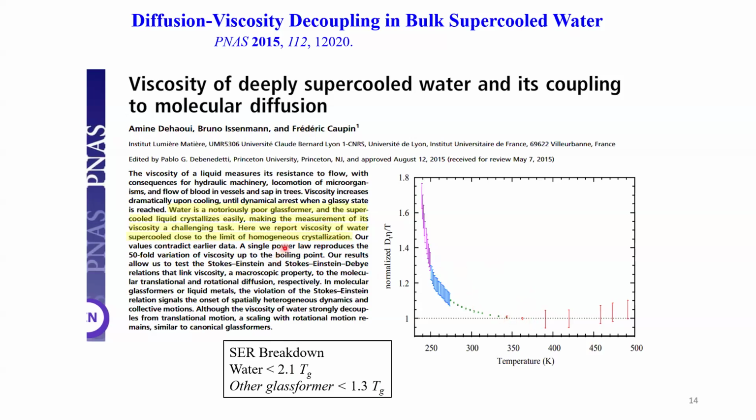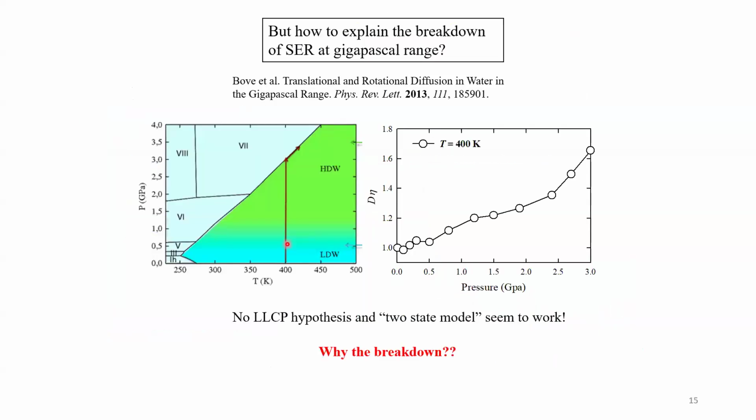So what is the reason behind it? While trying to explain it, we encountered another paper, a very nice one from 2013. It showed that not only in the supercooled state, but also, very interestingly, in highly pressurized, superheated water, in the gigapascal range, as you go along, you do not see any phase transitions from their phase diagram.